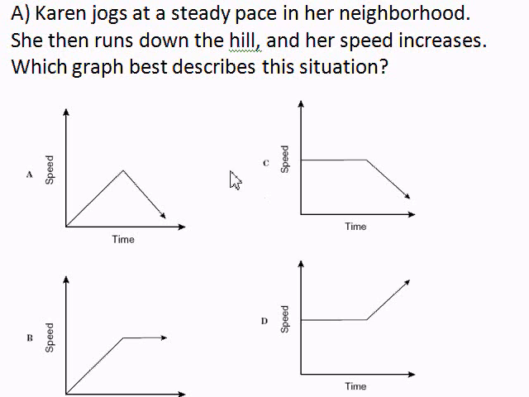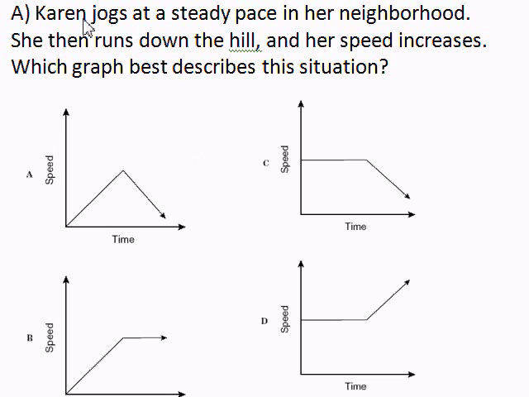Now we're going to try to match graphs to verbal situations. So verbal meaning you just got a bunch of words and you got to figure out what this is actually describing. This is going to be tricky, so be careful and read your graphs carefully. How they label the graph is very important because they're going to try to trick you.